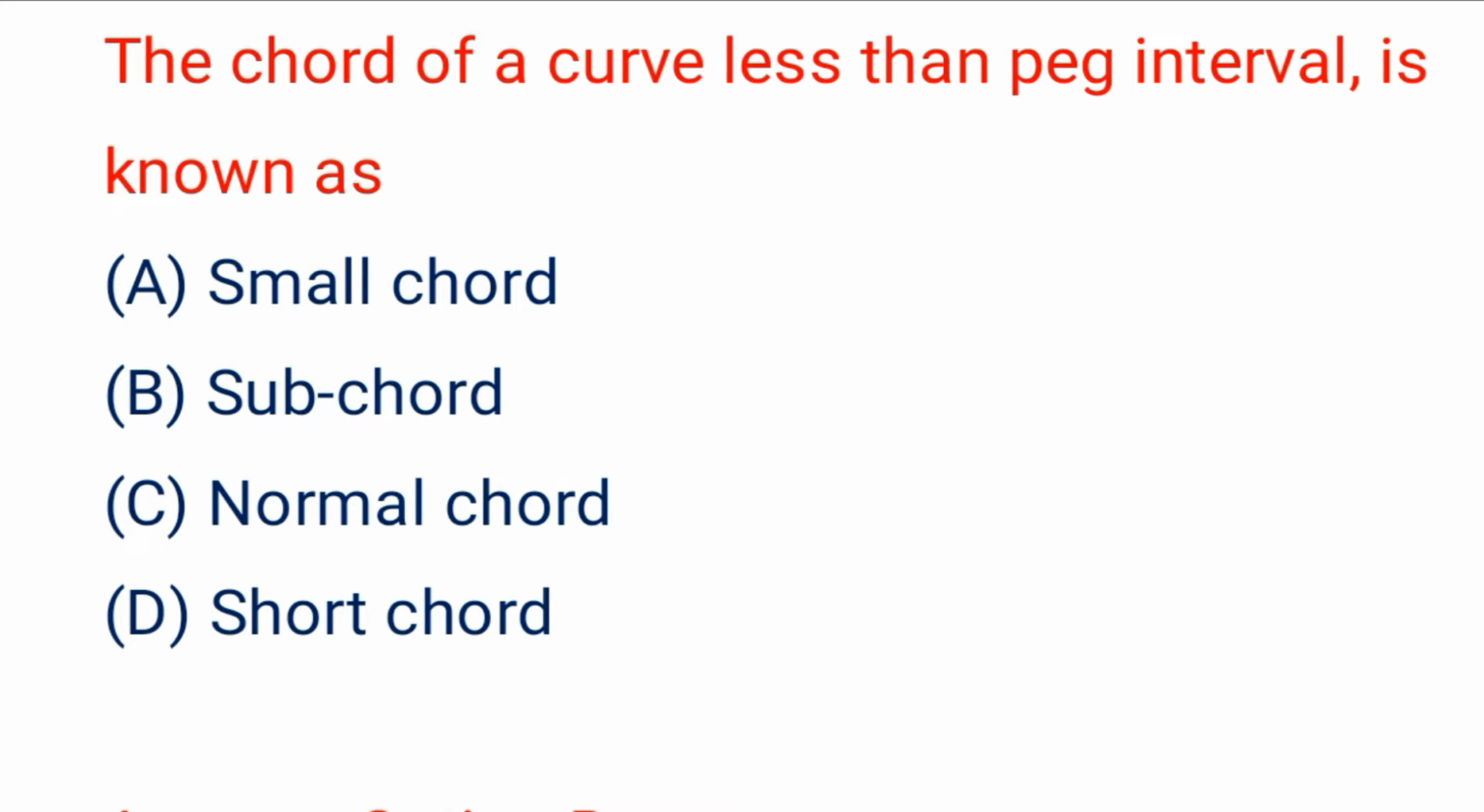Next question, the chord of curve less than peg interval is known as option A small chord, option B subchord, option C normal chord, option D short chord. The correct answer is option B subchord.